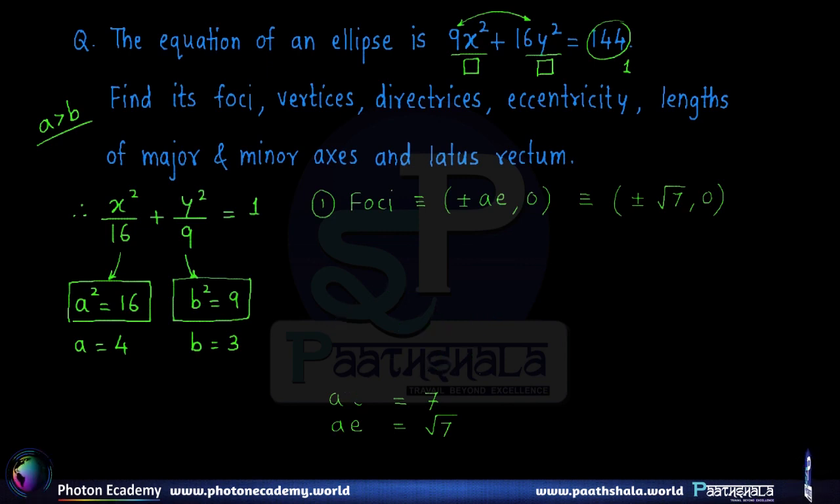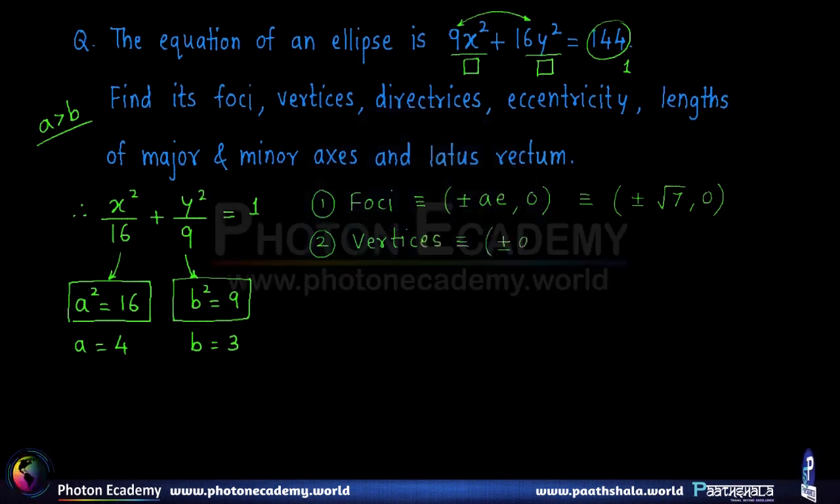Then the second one we had to find was the vertices. Now vertices is rather easy because vertices are given by merely plus or minus a comma 0 for the horizontal ellipse, and we have already found that a is nothing but 4, so that comes to plus or minus 4 comma 0 are the vertices.